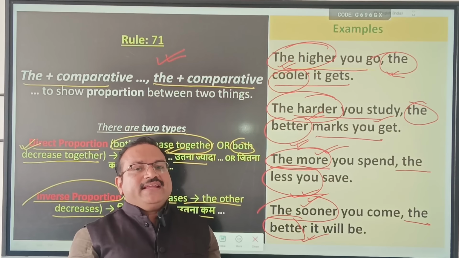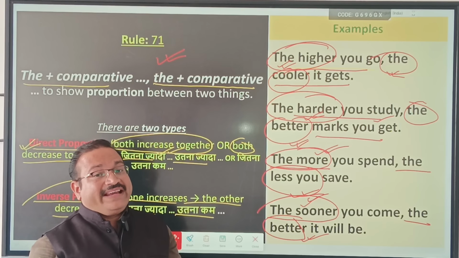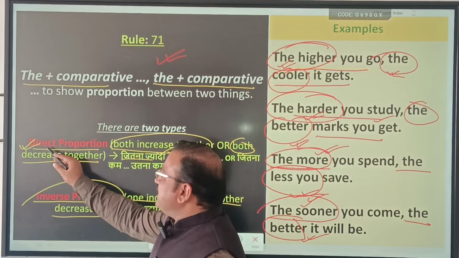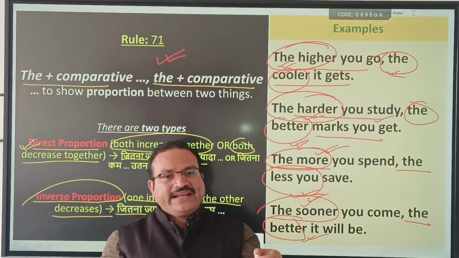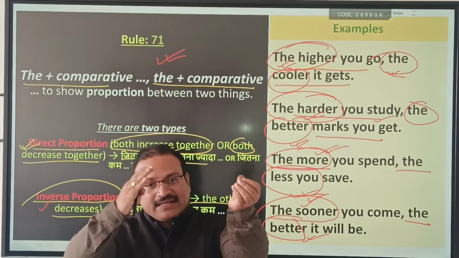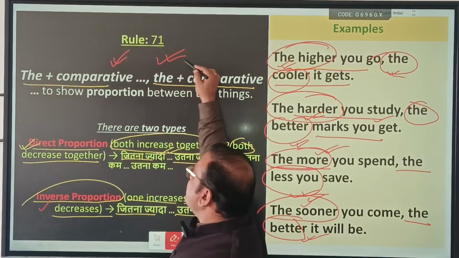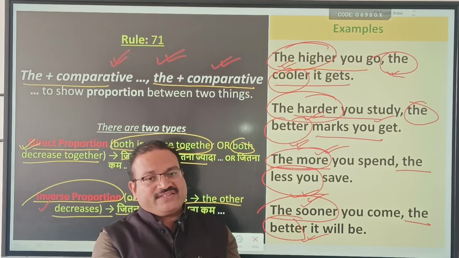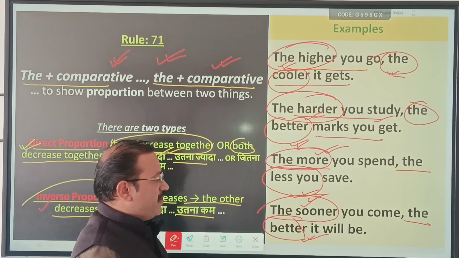In a nutshell, we can say that if two actions or two things happen together, taking place simultaneously, then there are two options. First is what? Direct proportion. One increases, the other will also increase. One decreases, the other will also decrease. Inverse proportion: one increases and the other decreases. In both cases, we shall apply this: the comparative, the comparative, with the comparative degree on both sides. This is a very, very important tool. Please keep it in mind.